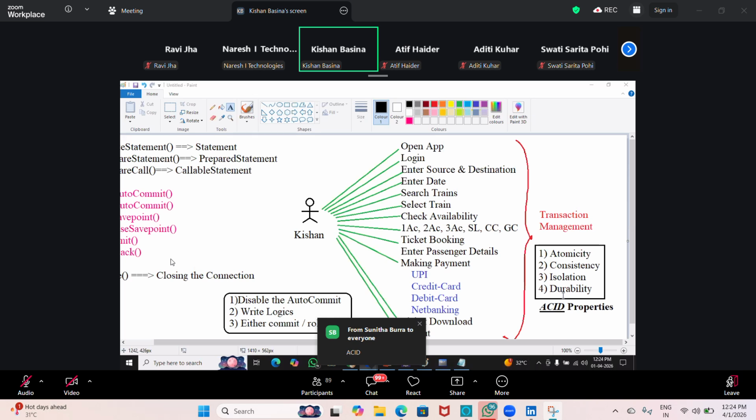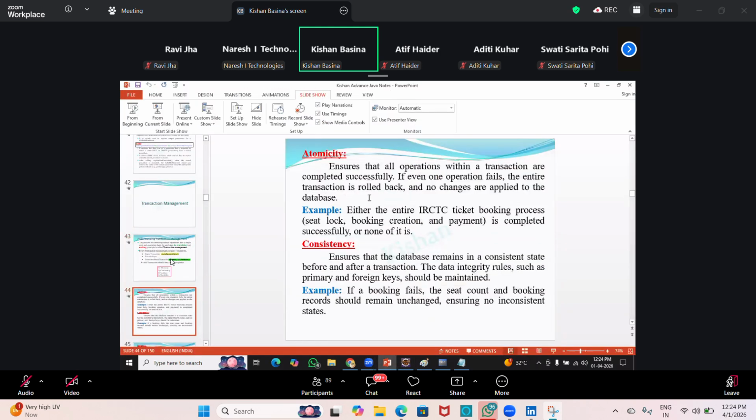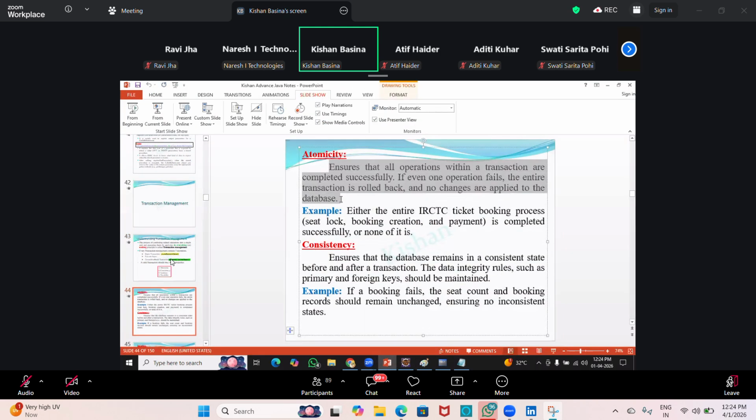Now, what do you mean by this atomicity? What do you mean by this atomicity? Atomicity means once our execution is completed. Okay, let me just try to let it. Ah, please read this. Hang on. Just read.